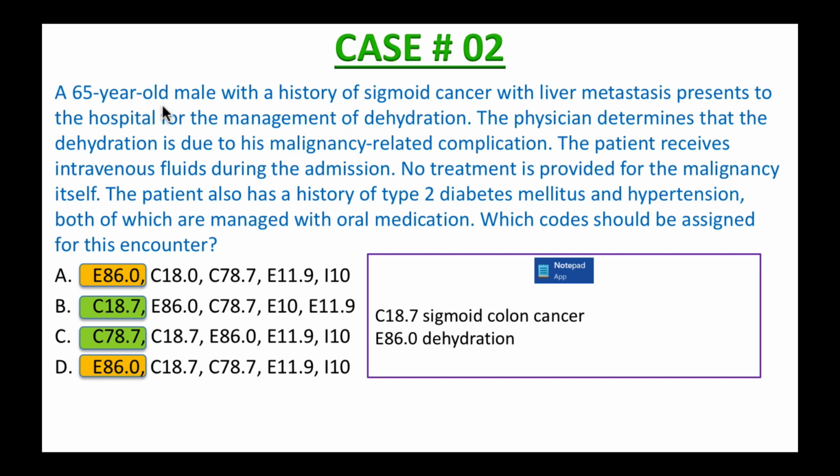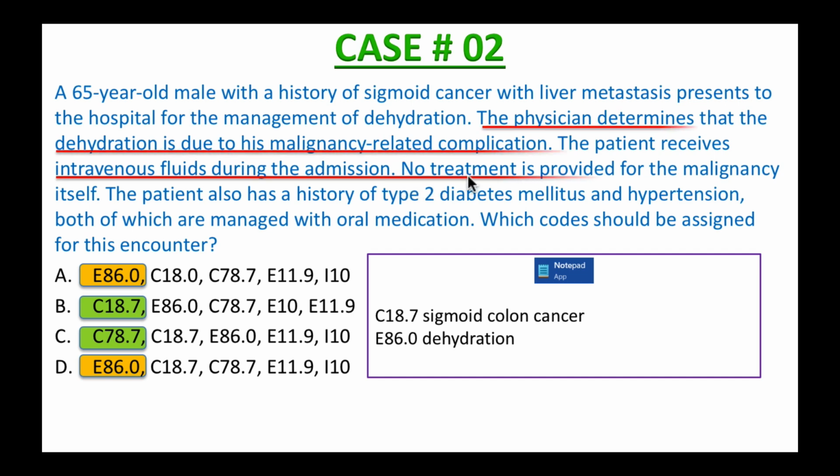A 65-year-old male with a history of sigmoid cancer with liver metastasis presents to the hospital for the management of dehydration. The physician determines that the dehydration is due to his malignancy-related complication. The patient received intravenous fluids during the admission. No treatment is provided for the malignancy itself. Basically, this patient came to the hospital for treatment of dehydration due to sigmoid colon cancer. He received IV fluids during this visit and no treatment was provided for the cancer.